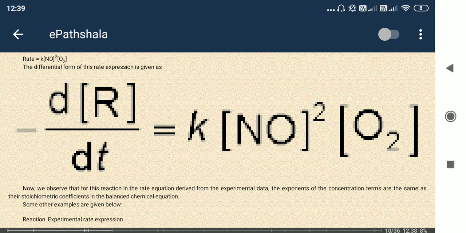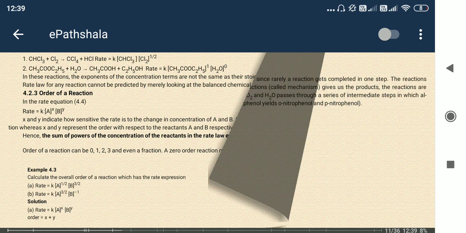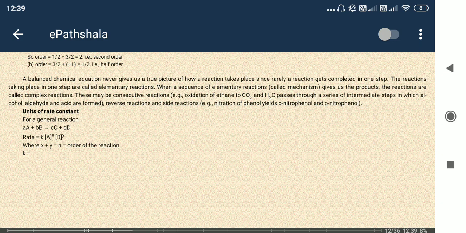But the power terms we need to understand. So here it is written small a capital A plus small b capital B is converted to small c capital C plus small d capital D. So the reaction rate will be k into, K means the rate constant, reaction rate constant. So reaction rate is equal to the rate constant into A to the power x, B to the power y.